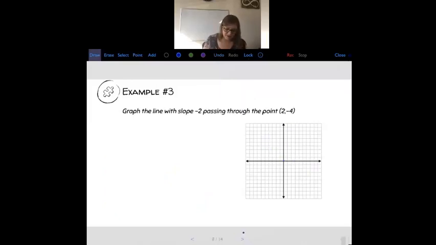Next, graph the line with slope -2 passing through the point (2, -4). So whenever you're given a point, like in this case, you're just given an ordered pair that's not necessarily the y-intercept, this is where you start. So we'll start at (2, -4), and then we will use the slope of -2. So I'm going to write m is -2, which is -2 over 1. Remember, I like to see my slope as a fraction.